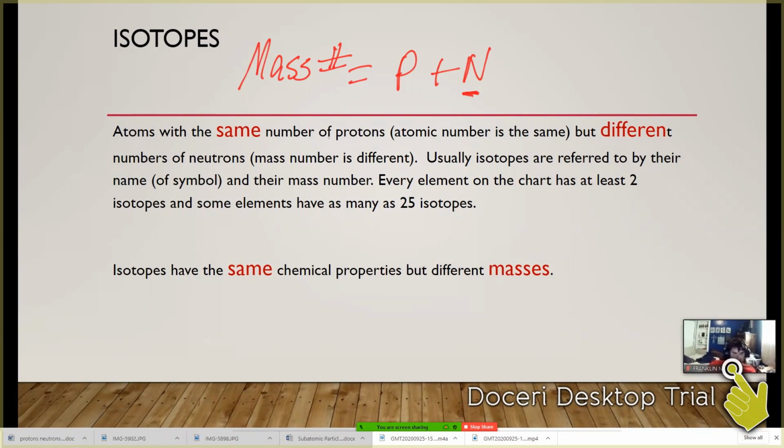Usually isotopes are referred to by their name or symbol and their mass number. Now, every element has at least 2 isotopes and some up to 25. So if I have carbon 12, or C12, because that's the symbol for carbon, that 12 is equal to the mass number. I don't have to put the atomic number on that notation because the atomic number can always be found on the periodic table. It does not change.